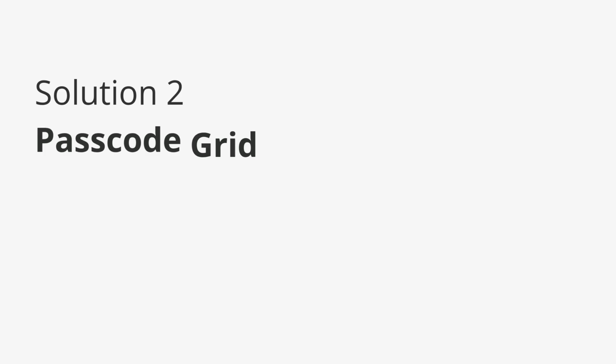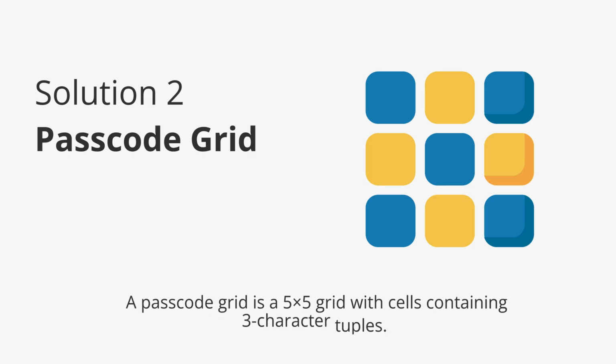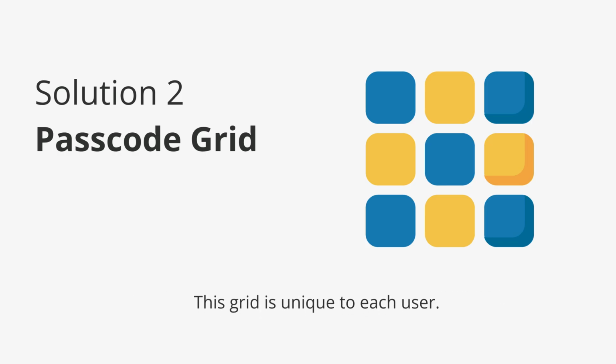Solution 2. Passcode grid. Another smart option is to use a passcode grid. This method doesn't rely on internet connectivity or electronic devices, just a grid of characters that Philippe can carry with him physically or store securely in a digital format. Each employee receives a unique 5x5 grid filled with 3 character tuples. Philippe could print it and keep it in his wallet, or store it somewhere only he can access.